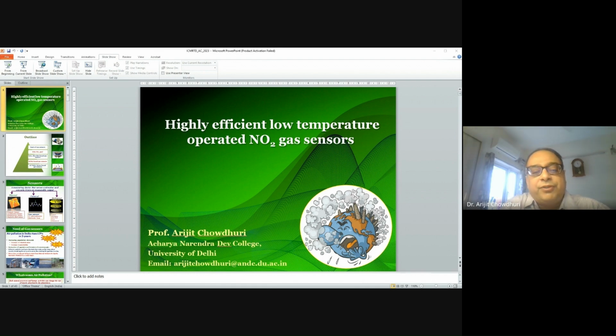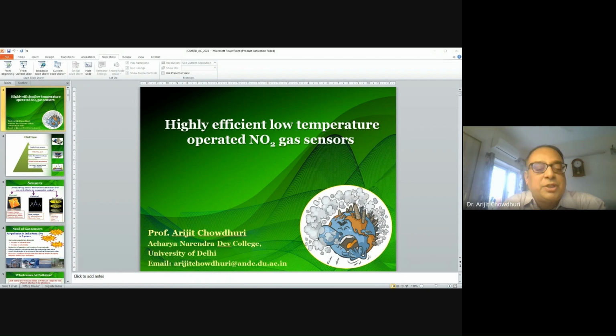So the outline of the talk: the need for gas sensors, why NO2 gas, and why we have used tin oxide thin film based gas sensors. Finally, how do we take these thin film based gas sensors into a MEMS configuration? And finally, if time permits, the 2D MoS2 layered based gas sensors. I think I won't be able to go till that.